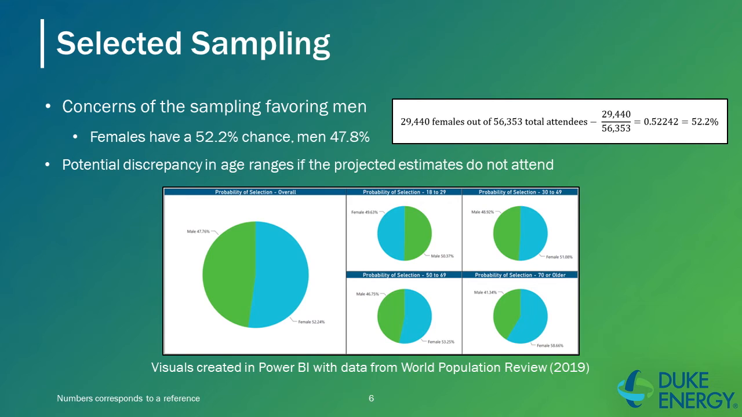Also shown on the screen is a visual of the probability of selection based on gender, with a breakdown of the overall sample population and the 4 age ranges. In 4 of the 5 sections, the probability of a female being selected is higher than a male. Only in the 18 to 29 range is there an exception, where a male is more probable to be selected over a female by about 1%. As shown, the older the age goes up, the higher the chance of a female being selected is.